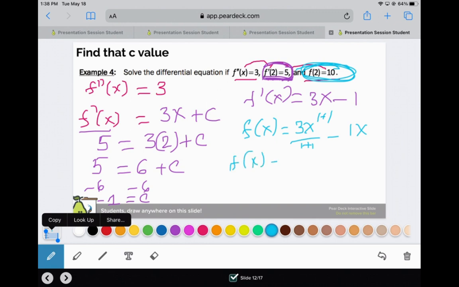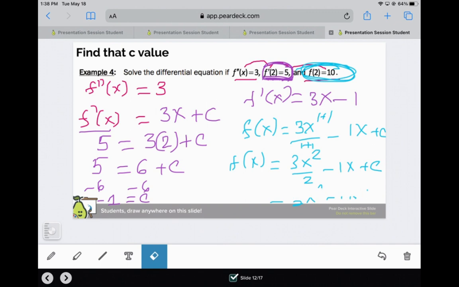So f of x is 3x squared over 2. Don't forget the plus c, minus 1x plus c. So 3 over 2 x squared minus 1x plus c. For 3 over 2, I cannot simplify, but it's okay. I'm going to solve for that c. Remember how we do antiderivative and we don't know what the c is? Well, that's what we're trying to figure out. What is that c for?